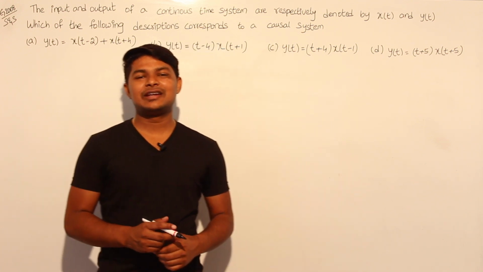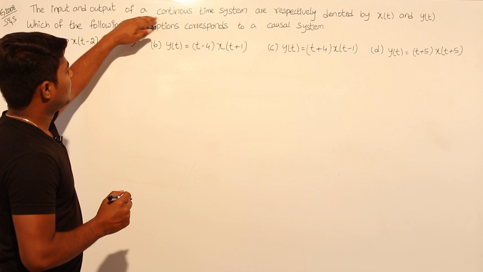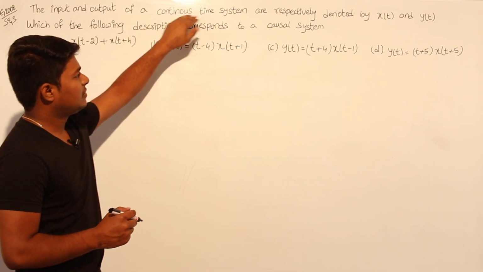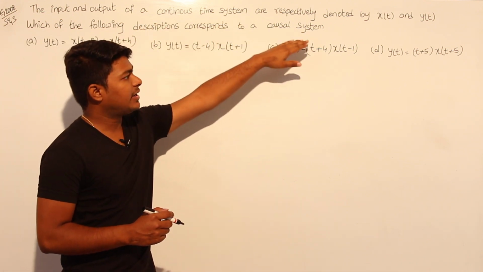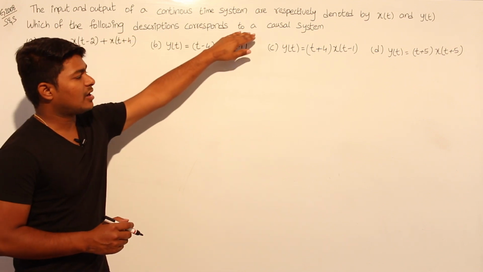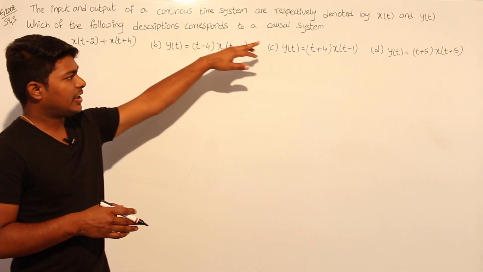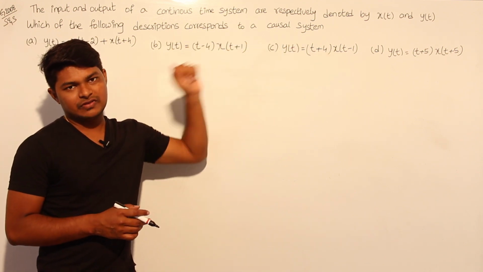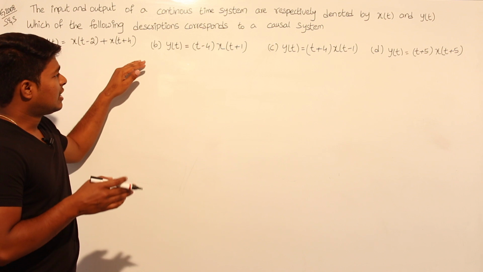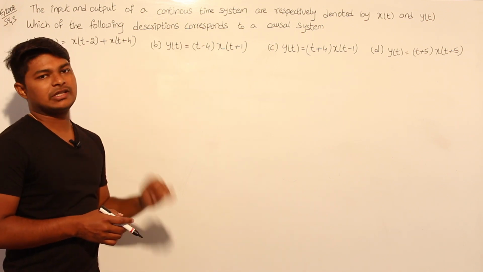This question is given in GATE 2008 in the subject Signals and Systems. The input and output of a continuous time system are respectively denoted by x of t and y of t. Which of the following descriptions corresponds to a causal system? They are saying that for a system the input is x of t and output is y of t, and which of the following options are correct for a causal system?